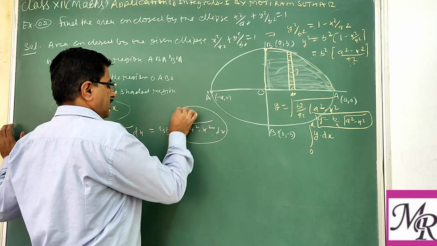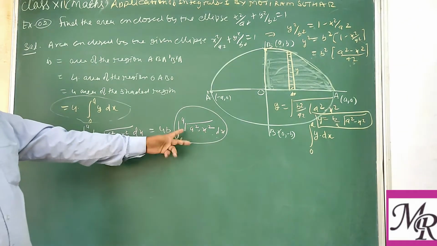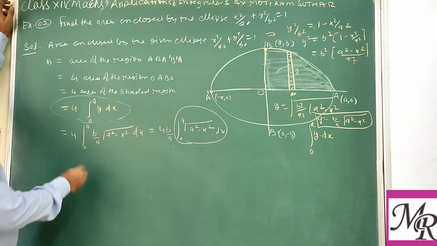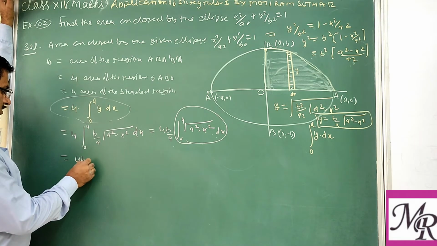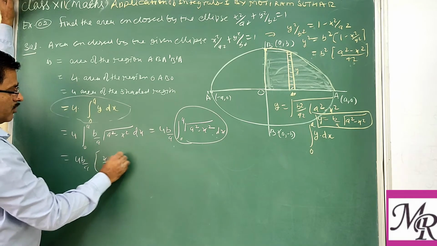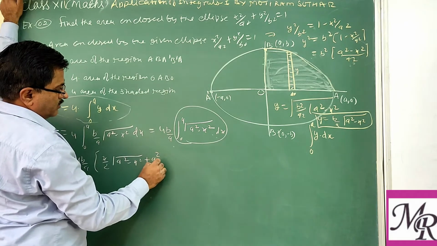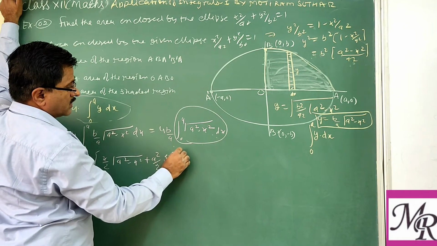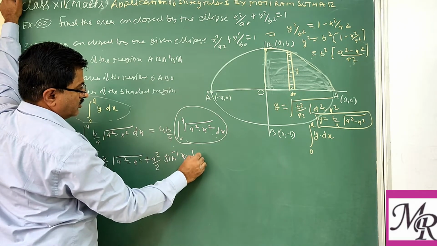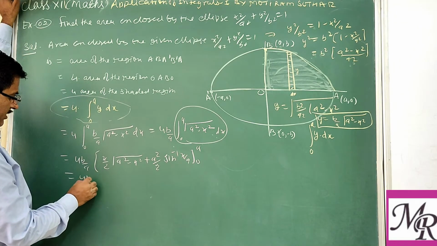This we have already solved in the case of the circle, so you can write it directly from this, or you can solve it again. So 4 by b is x by 2, the formula of the integral of root of a square minus x square, plus a square by 2 sin inverse x by a, from 0 to a. The limit is also the same. So 4 by a.